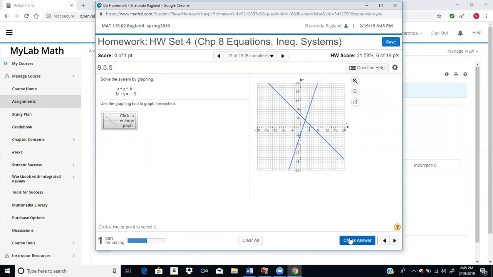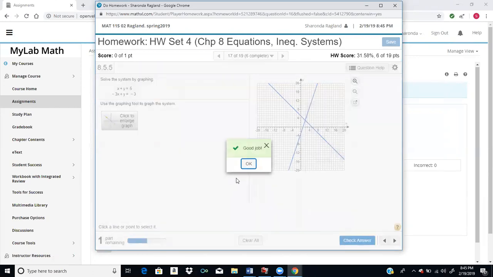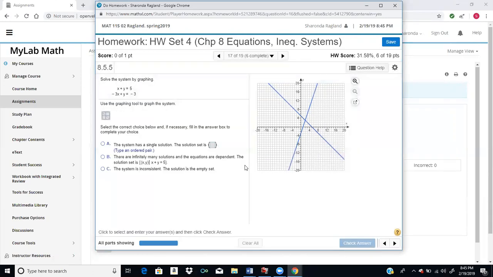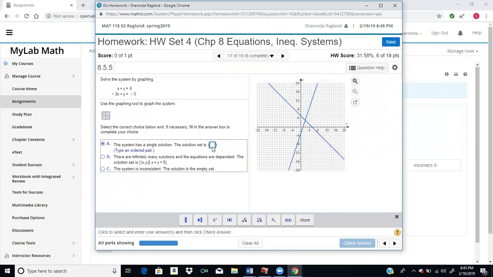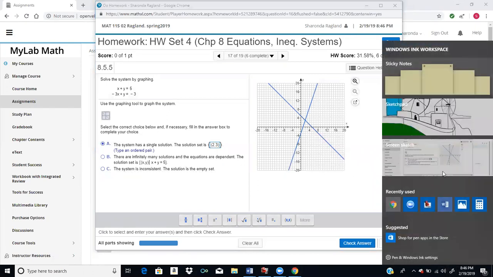So we can check that. We got the solution, and now you have to write it as a point, as an ordered pair. So we saw (2, 3). Let's see if we put that in right. Let's click over a little bit more in the box. Okay, (2, 3). I don't want it to go away.